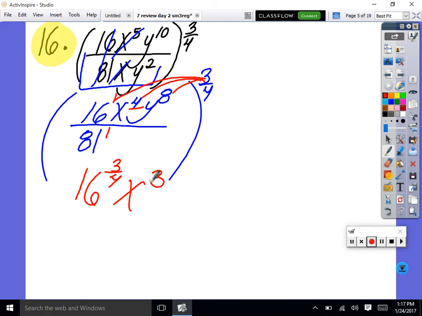Now let's say you didn't see that. Type it into your calculator. 4 times 3/4. It's 3. Now 8 times 3/4. 8 times 3 is 24 divided by 4. Yep, so we have a y to the 6th, that's on top. And on bottom we have 81 to the 3/4, correct?